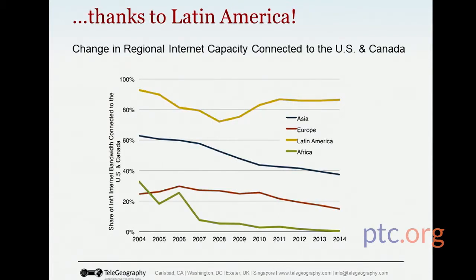So why is the US and Canada still on top? It's really due to Latin America. This chart here that I've created shows the share of international internet bandwidth connected to the US and Canada, as a share of the region's total international connectivity. For many regions, Asia, Europe, Africa, it's been going down since 2004. In contrast, Latin America, a very high growth area, has actually increased the past few years and has remained over 80%. So given the strong growth in Latin America, and it's all largely focused on the US and Canada, that has helped the US and Canada to remain the top hub.